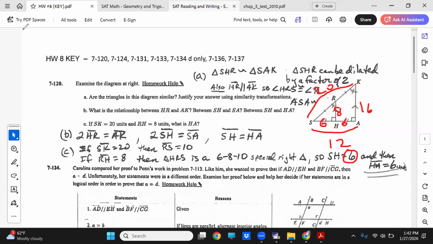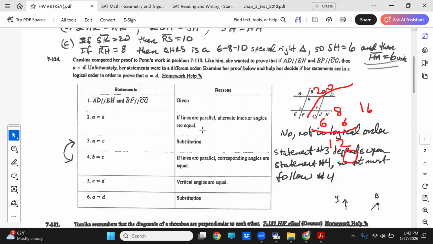So hopefully that makes sense for that one. That's just using properties of triangles. And we know these are true because of our proofs we've done. Here's an actual proof.